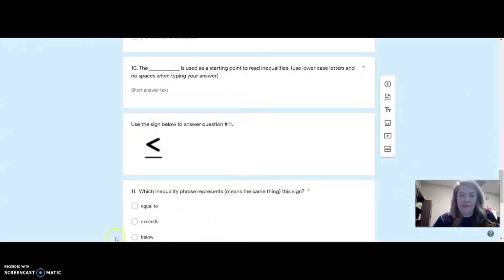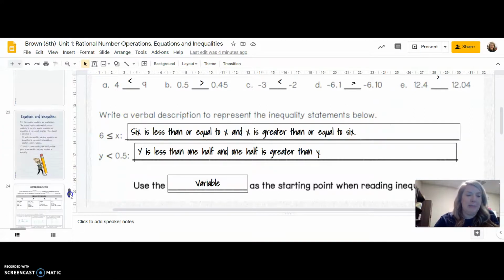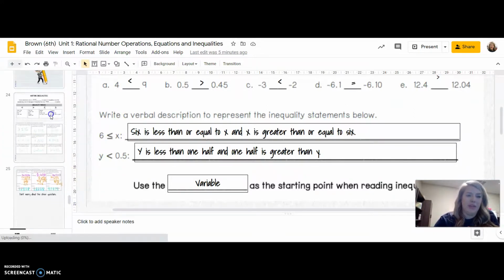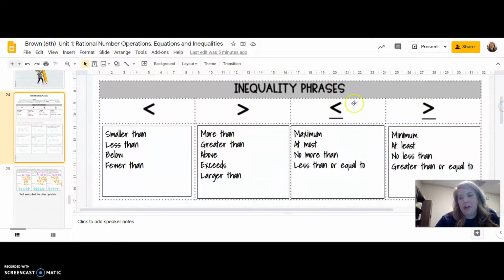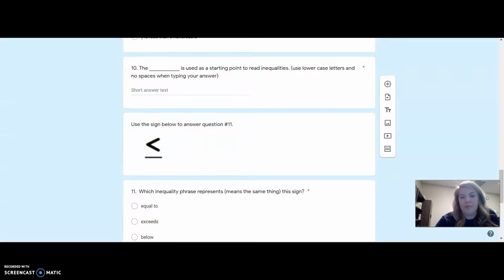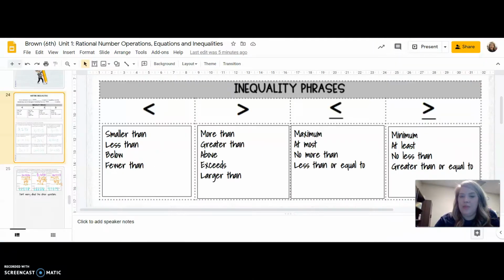For number 11, which inequality phrase means the same thing as this sign? If I go to my notes, here is my inequality phrases. There is my symbol. Equal, exceeds, below, or less than or equal to. The answer is D, less than or equal to, and you would have found that right here.